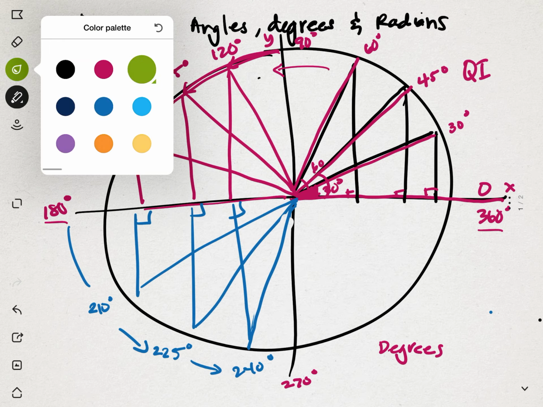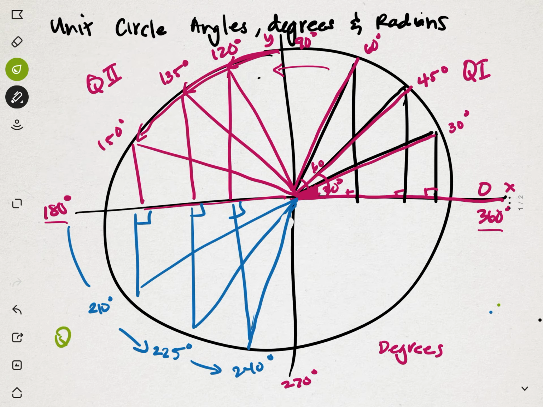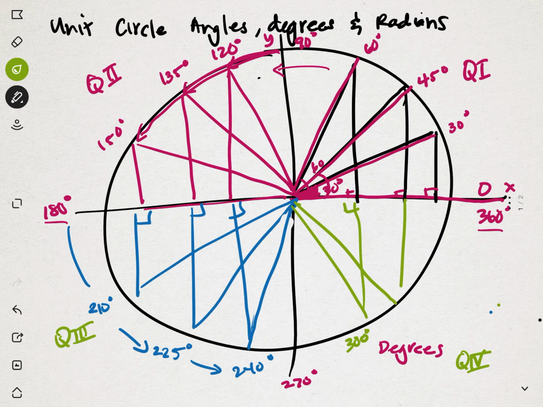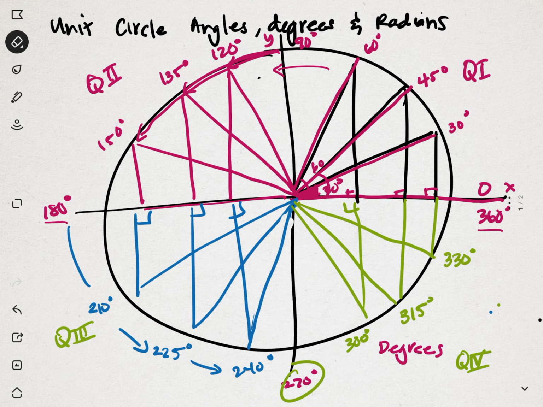Again, the last quadrant, quadrant 4, so this is Q3. This is going to be Q4. All right, we're adding 30 to 270. That's going to give us 300. If we add 45 to 270, we get 315. And if we add 60 to 270, we get 330. All right, so that's all. That's all the degrees that we're going to be concerned with in the unit circle.